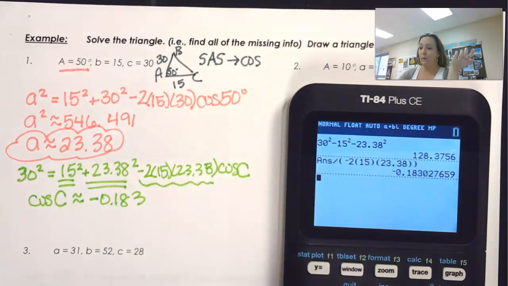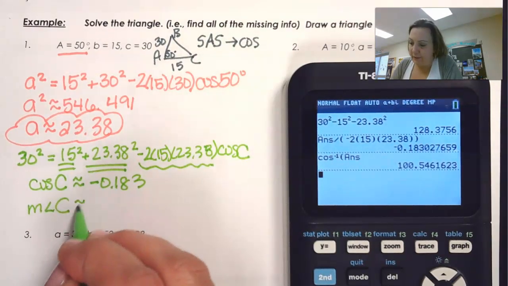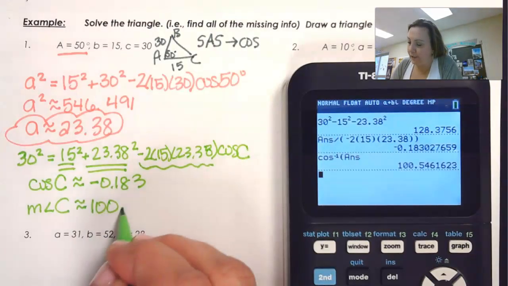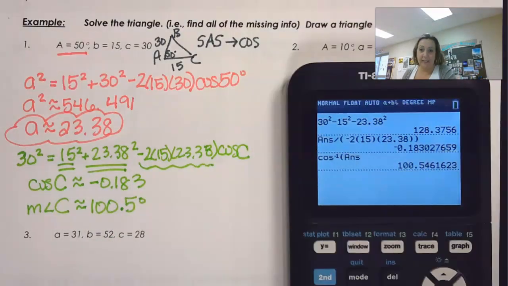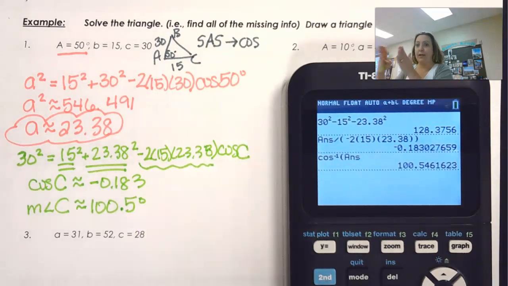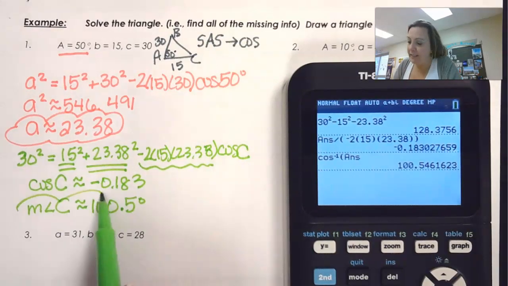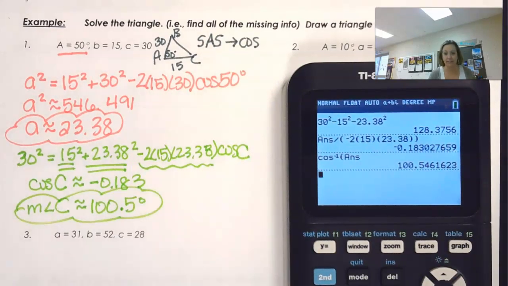And now we want to find what angle C is. So if we take the inverse cosine of our answer, we see that the measure of angle C would be about 100.5 degrees. Remember, when you round, you just look at one decimal place. All I'm doing is looking at the 4. The 4 tells me to keep the 5 if I'm rounding to the nearest tenth. So the measure of angle C is going to be 100.5 degrees.